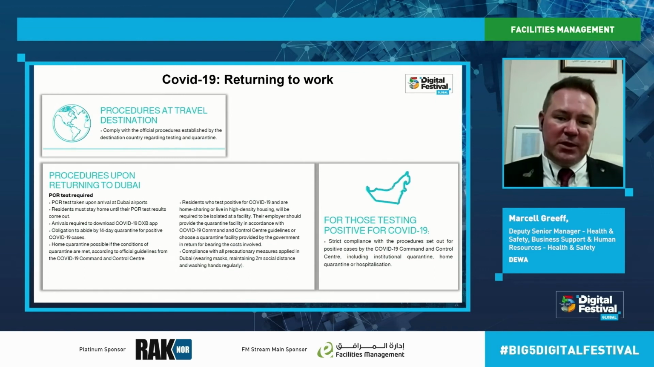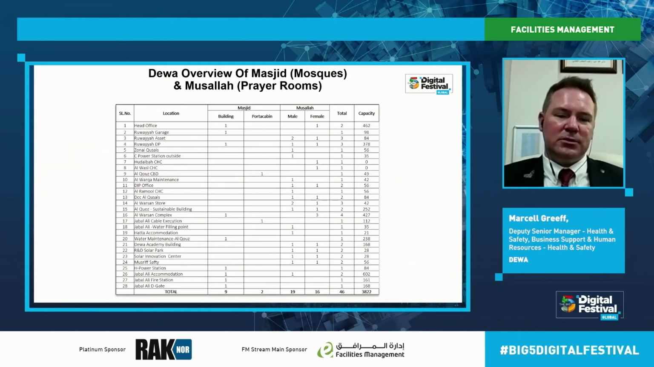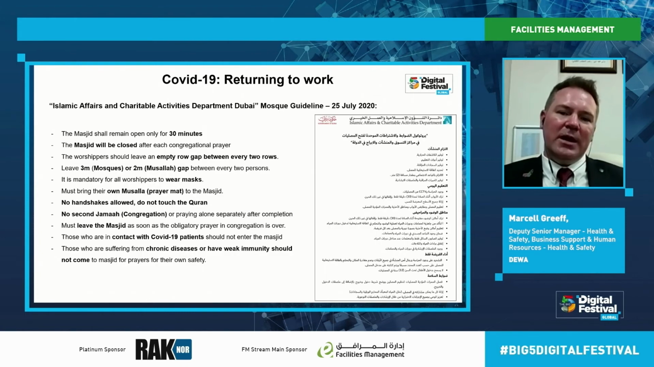From that perspective, there were a lot of procedures and requirements that were posted and implemented strictly. At a DEWA level, in terms of the mosques and the prayer rooms, the total for those buildings at the moment is 46 buildings, and the capacity is 3,822. It was announced that mosques and prayer rooms can open on the 25th of July.